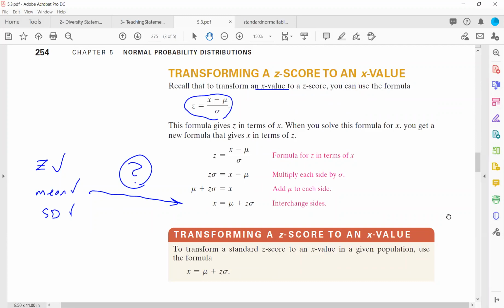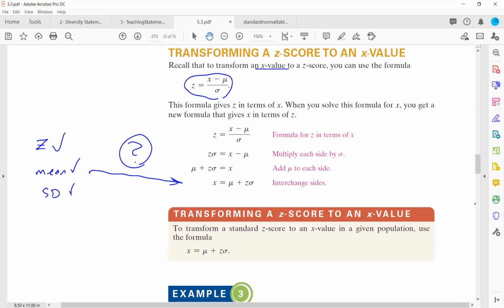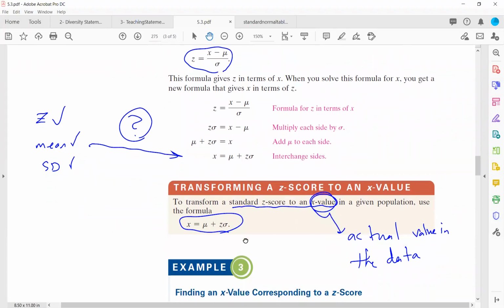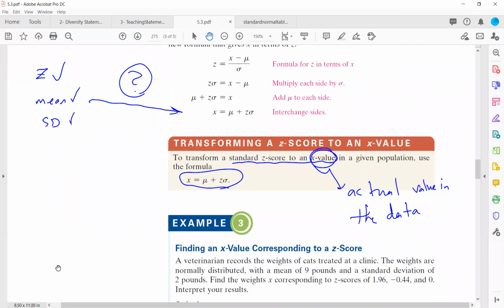So we can transform a standard z-score into an x value, which is the actual value in the data that you have, by following the formula x equals mu plus z times standard deviation. Let us take a look at one example to see what's going on.